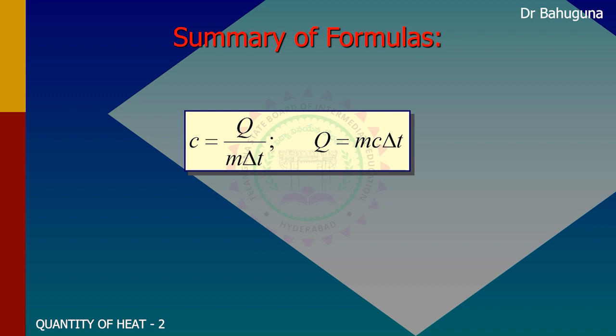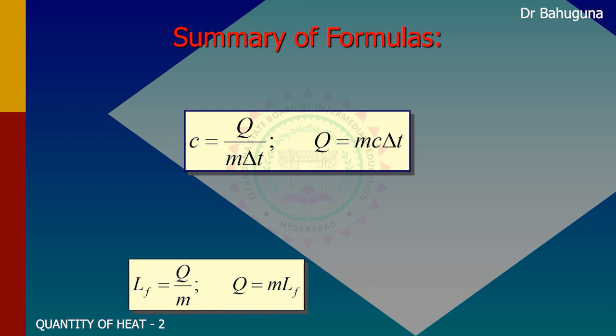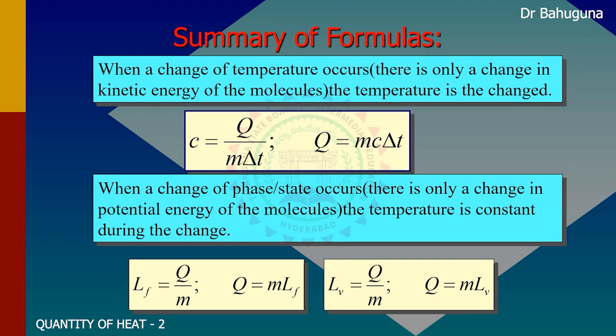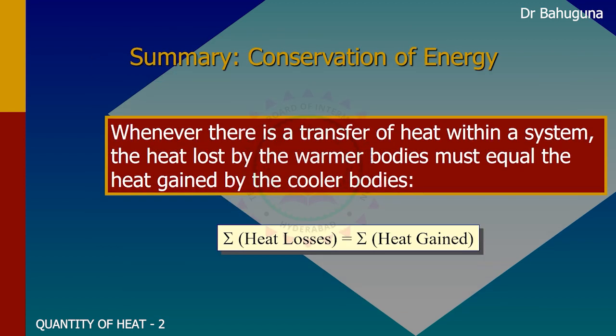If there is a change of state, then the formula is Q is equal to mL. If it is vaporization, we write L_V. If it is fusion, L_F. So only two formulas here: change of temperature, mc delta T, and change of state, mL. Here it is obeying the law of conservation of energy. When there are no losses, the heat lost by a body is equal to the heat gained by the other body. So the sum of the total heat loss is equal to the sum of the total heat gained by the system, when it is completely insulated.